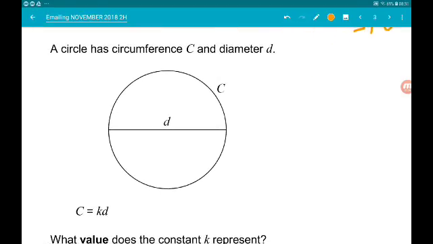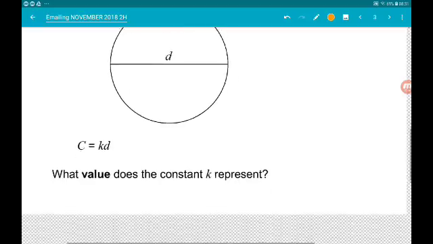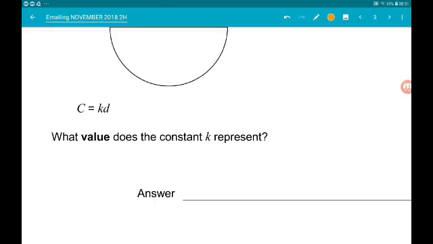Okay, number 5. A circle has circumference C and diameter D. C is KD. What value does the constant K represent? Well, circumference is pi times diameter. So here, K represents pi. Cool.